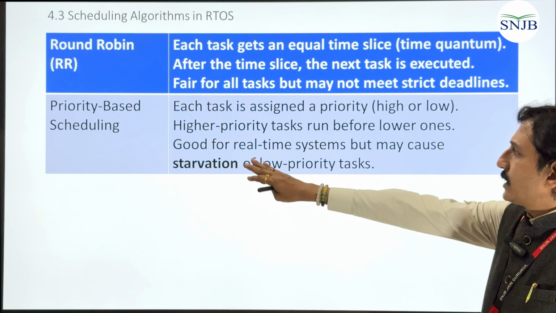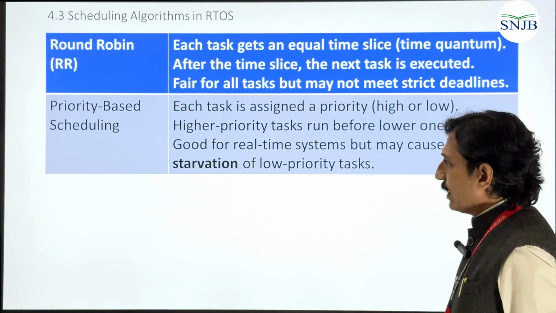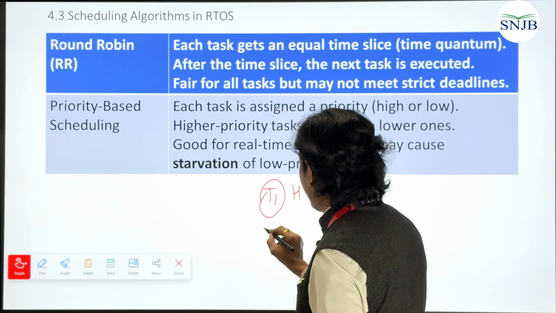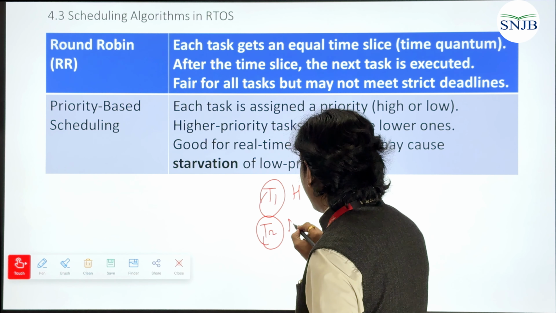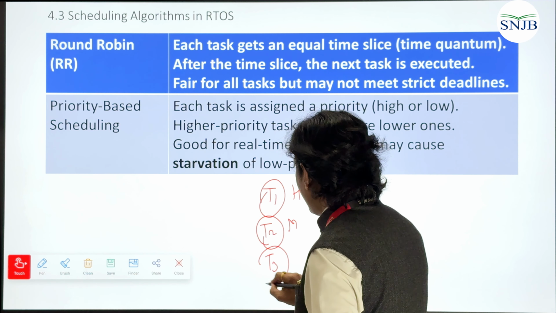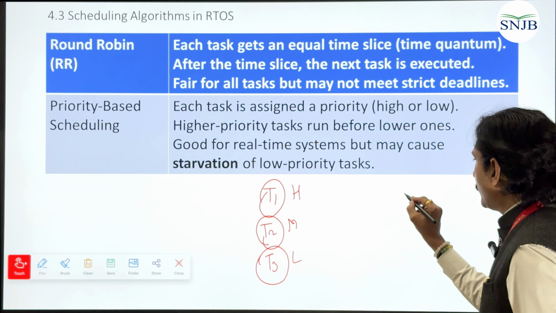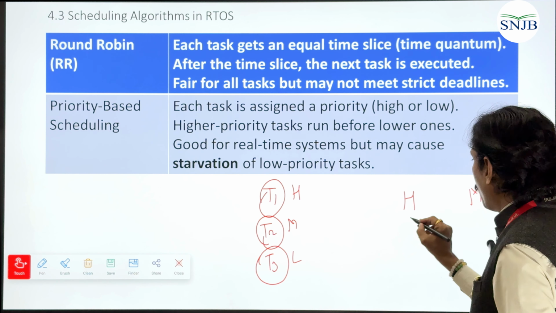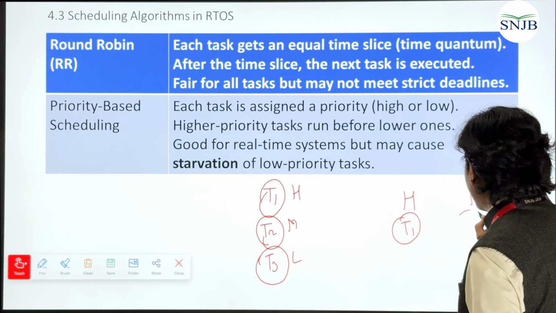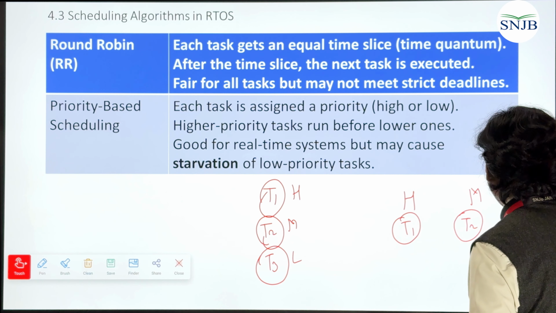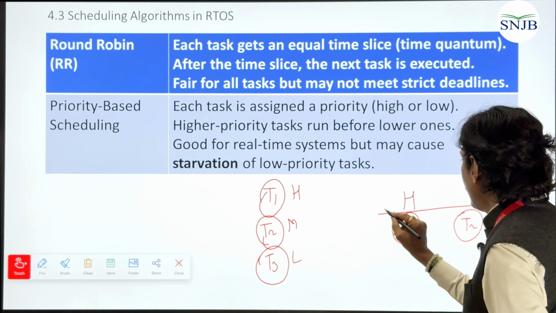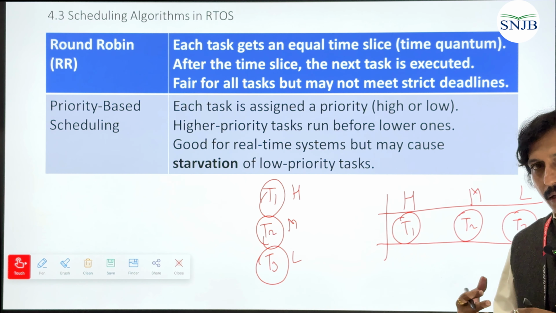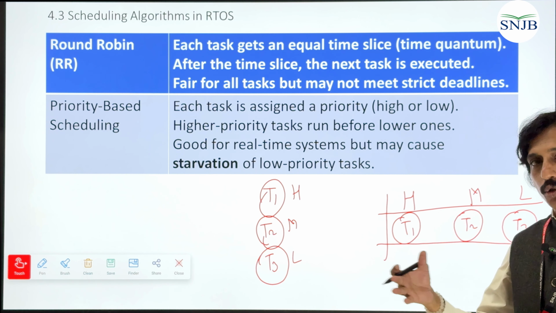Next is priority based scheduling. In priority based scheduling, if task 1 has the highest priority, task 2 has medium priority, and task 3 has the lowest priority, then the highest priority task is loaded, then the medium task, then the lowest task, like this: T1, T2, and T3. I have already explained in the previous session how priority affects the sequence of execution of different tasks.